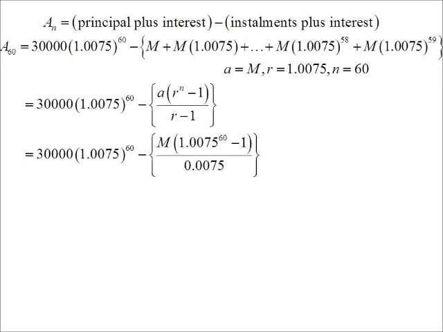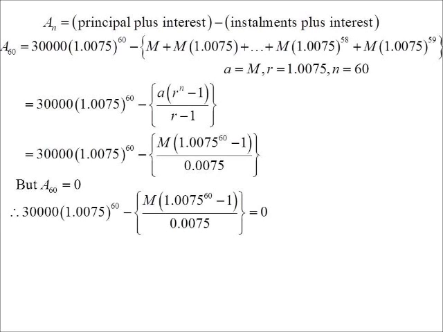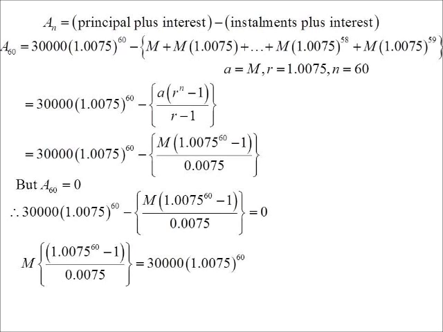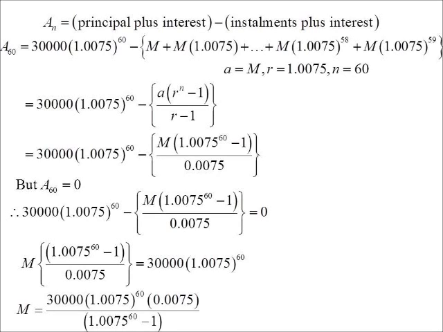And we can sub into that formula. But we know what amount 60 is. What is it? 0, because it's when we paid the loan back. So we can now solve this equation and find M. Rearranging all the terms, eventually, there we go, $622 a month and 75 cents to pay that one off.